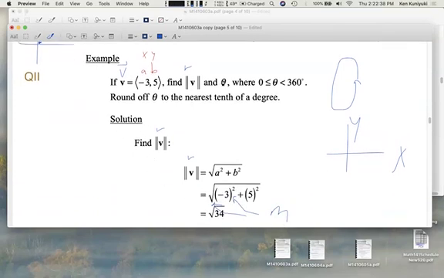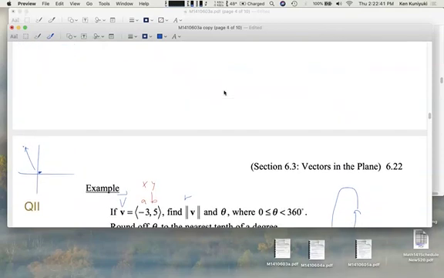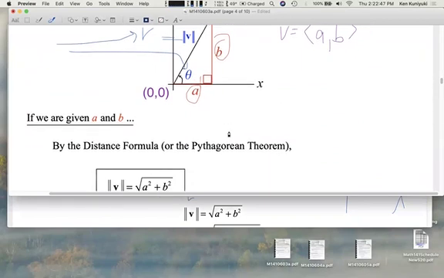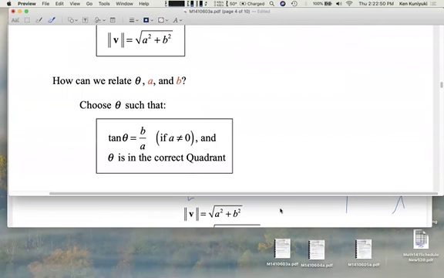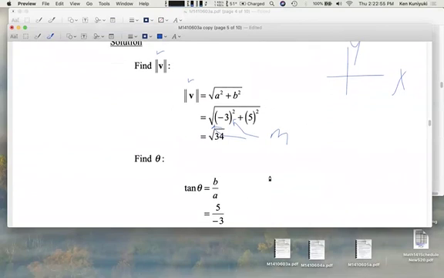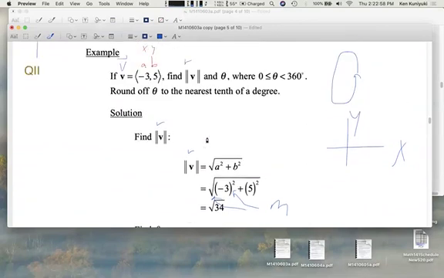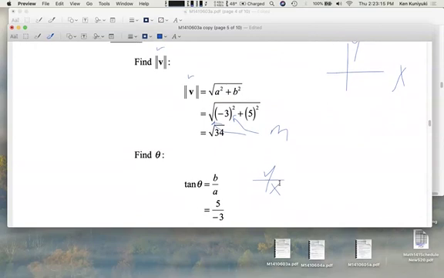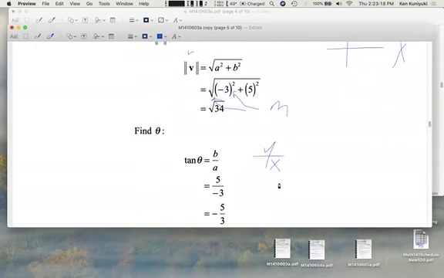Okay, how do you get theta, the direction angle? Well, we're going to need this formula. What relates opposite, adjacent, and the angle? Tangent. Tangent of theta is b over a, or if you wish, y over x. It's going to be 5 over -3. Remember that. A lot of people switch these. It's like slope, where a lot of people turn it upside down. It's the y guy over the x guy, 5 over -3, which is -5/3. So the tangent value is -5/3.